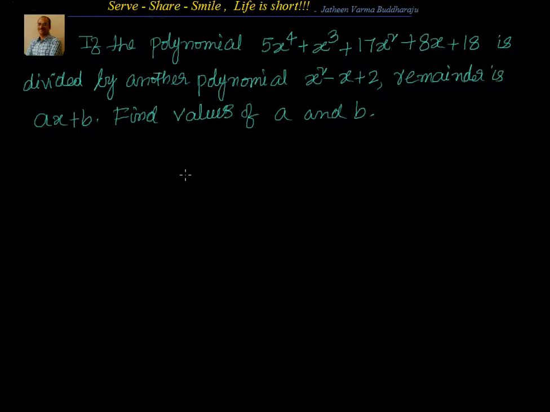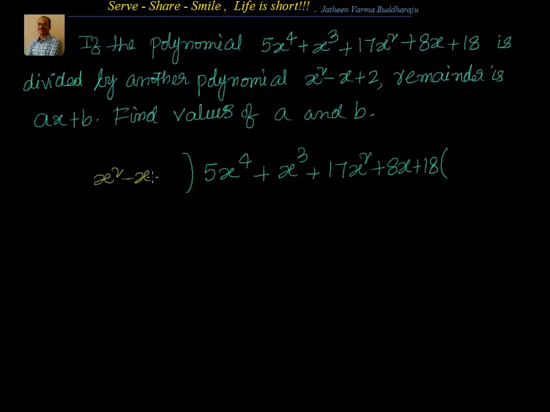We know the division algorithm. I hope you are aware of that. Anyway, I'll be taking this example slowly, so that you can understand even if it's the first time for you. 5x cube plus 5x to the power 4 plus x cube plus 17x square plus 8x plus 18. I have to divide it by x square minus x plus 2.